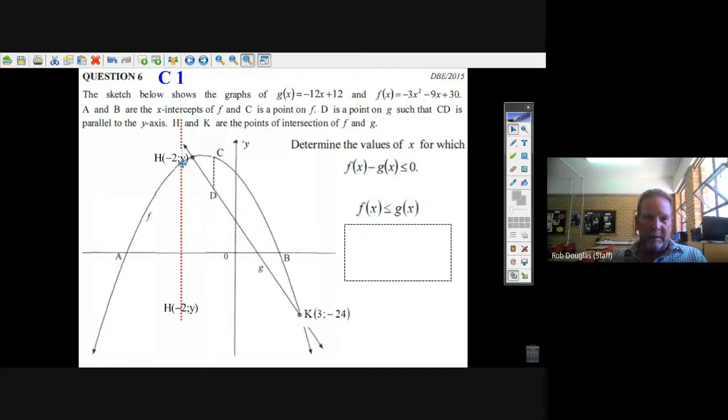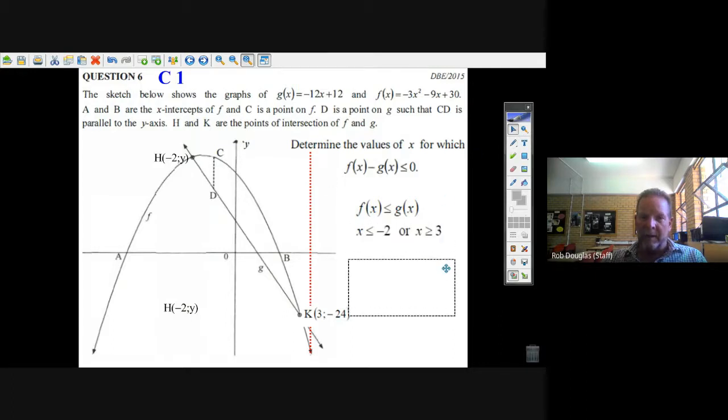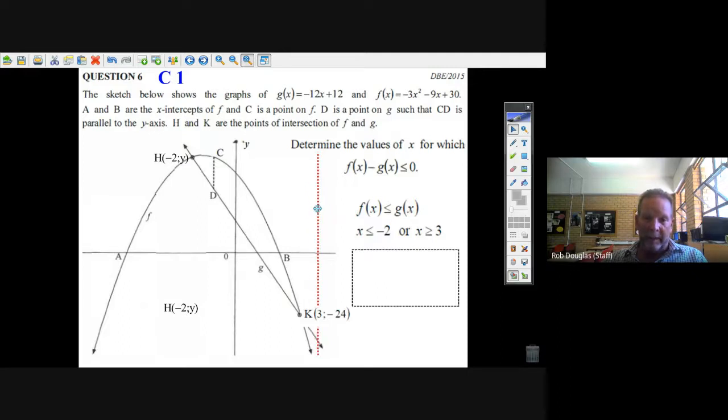So when x is less than minus 2, at x equals 3, the parabola is equal to the line. Here is the parabola dipping below the line when it's greater than 3. And that's why your solution looks like that: x is less than or equal to minus 2, or x is greater than or equal to 3. And I like to use a vertical line and pass it through the functions to see where f is less than g. I use a little vertical line like this to answer that question.